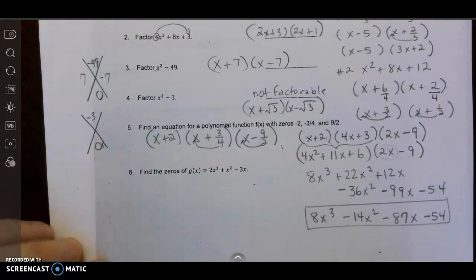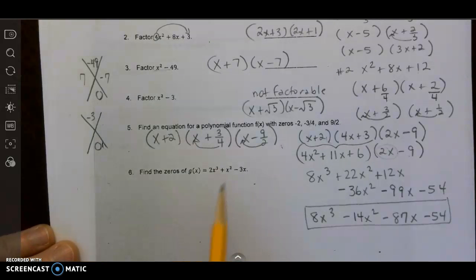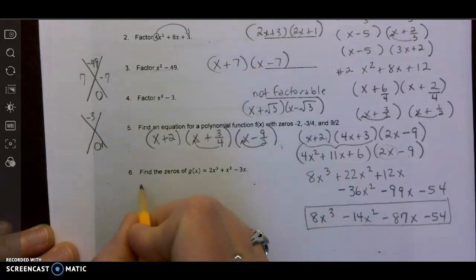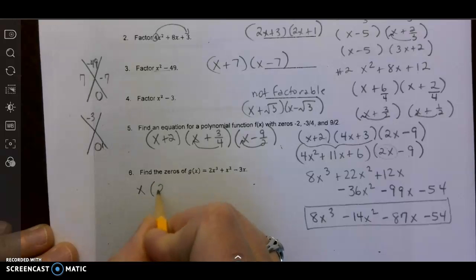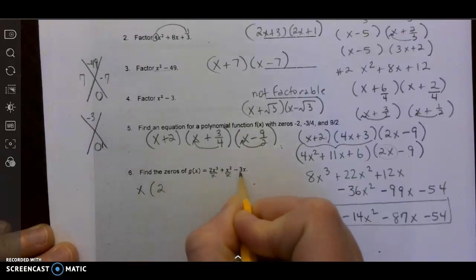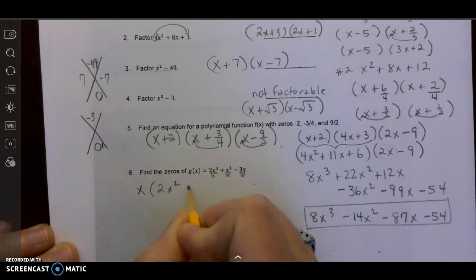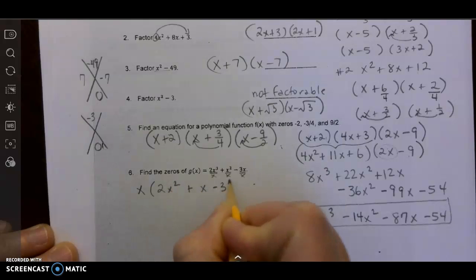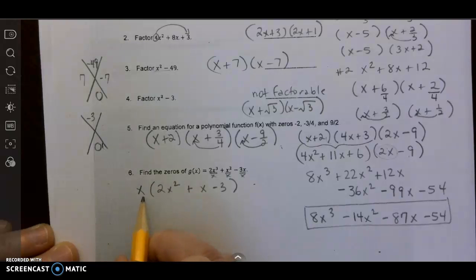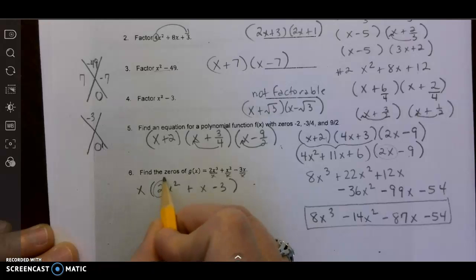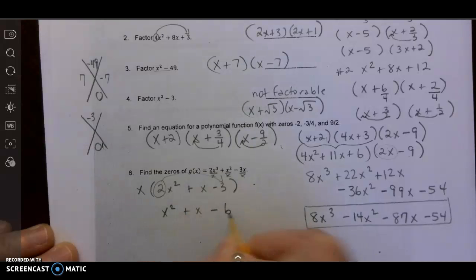And number 6, find the zeros. I'm going to see if I can factor this, and if not, then I'll put it in the calculator and look for the zeros. First thing I do is pull out an x, and then if I divide each of these by x, I'm left with 2x squared plus x minus 3. I'll just stick with slide and divide, because that's what you guys are used to. Pull that 2 over to here. I get x squared plus x minus 6.